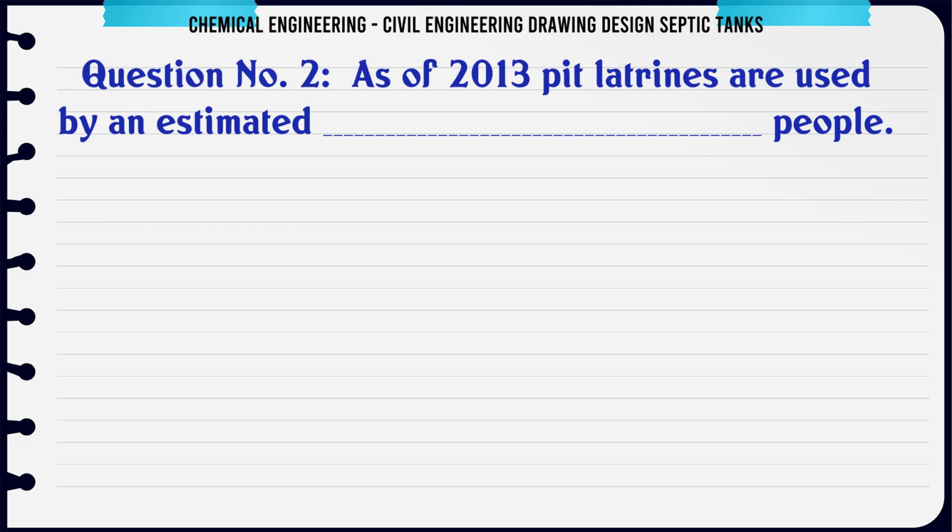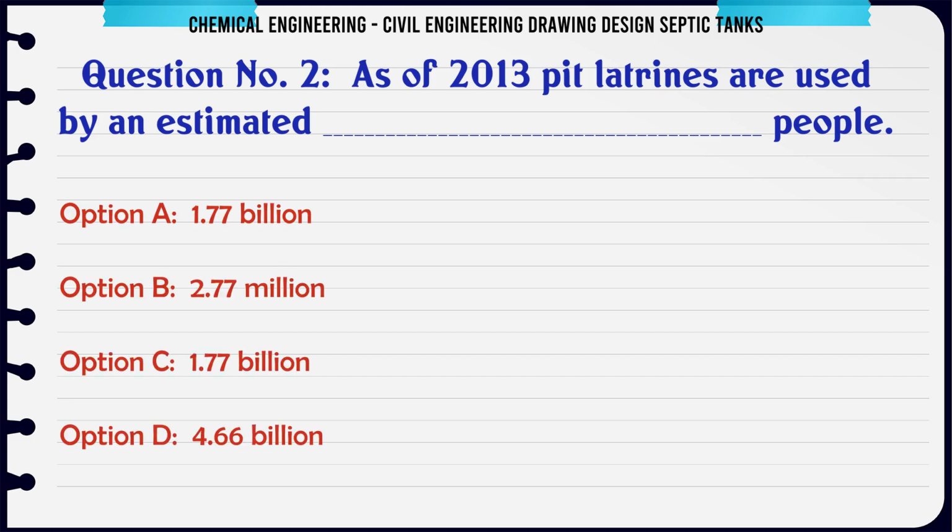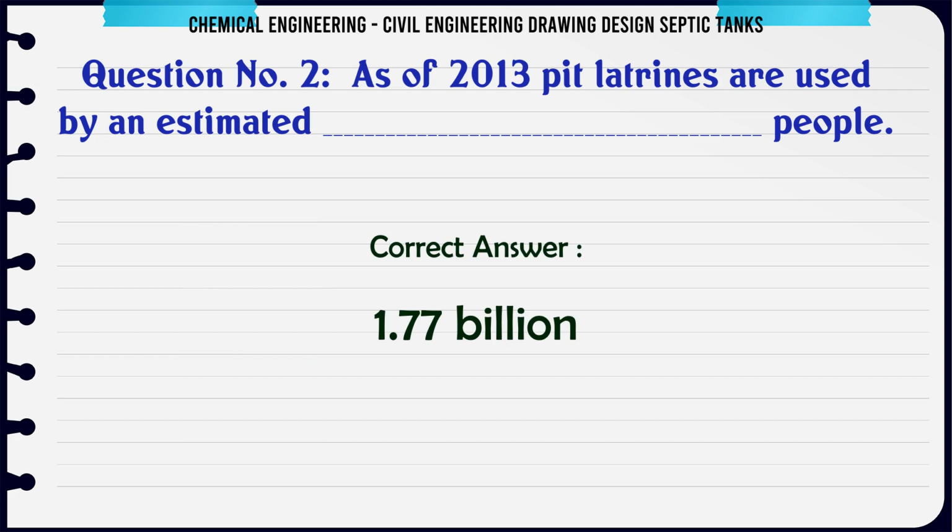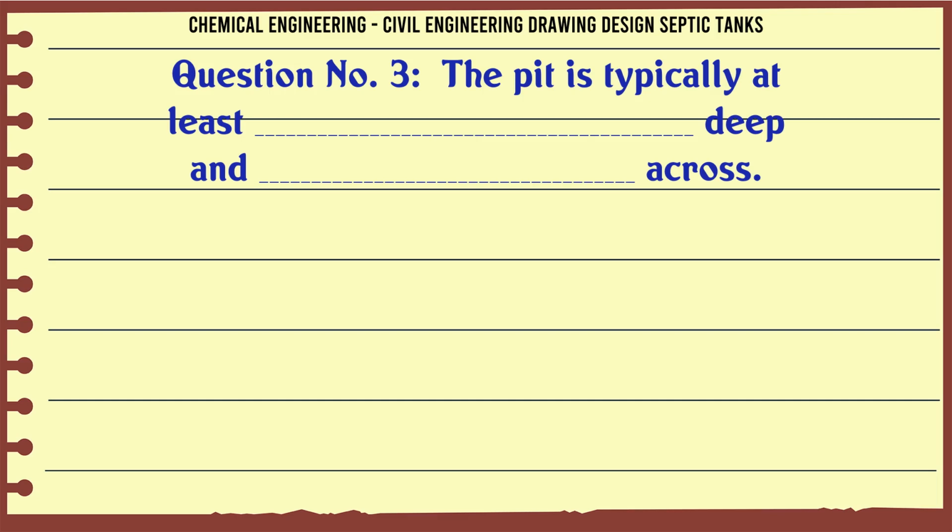As of 2013, pit latrines are used by an estimated people. A 1.77 billion, B 2.77 million, C 1.77 billion, D 4.66 billion. The correct answer is 1.77 billion.